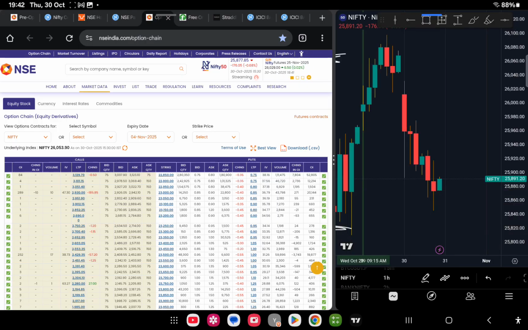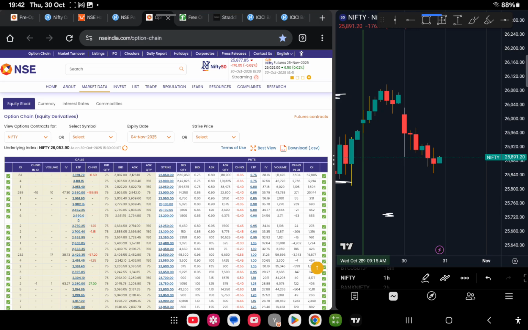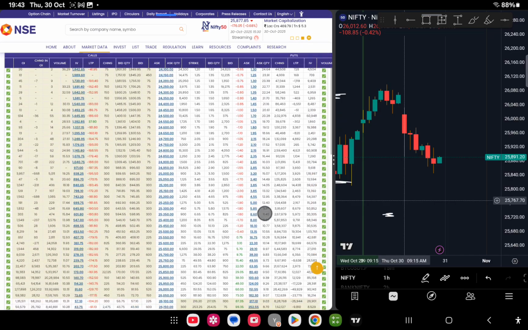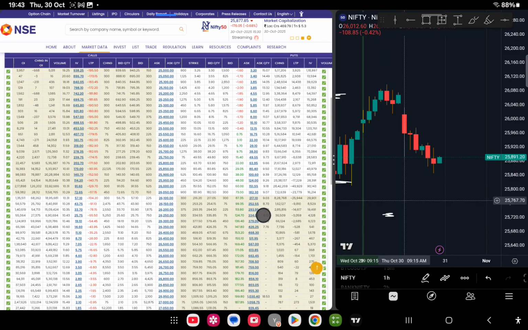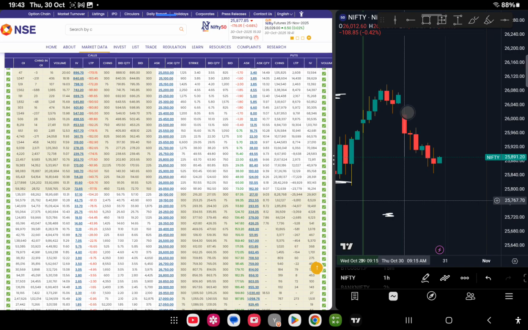So this is the Nifty 1 hour chart time frame. You could see yesterday it was an uptrend, today completely profit booking, hunting all the SL. It was also a gap down. Okay, 26,000 was the open. So you could see, this is an example of strong resistance.